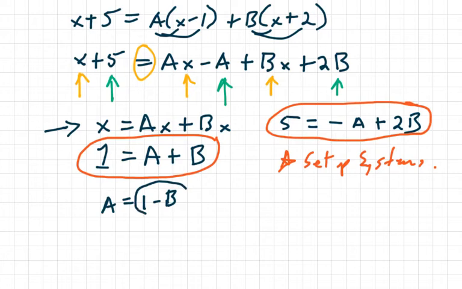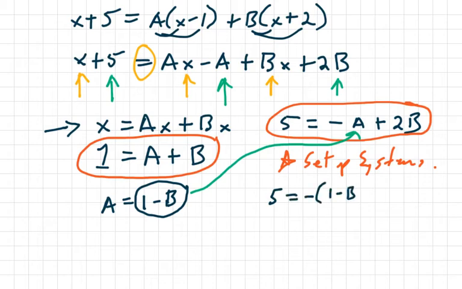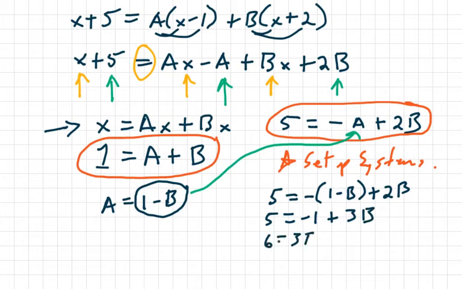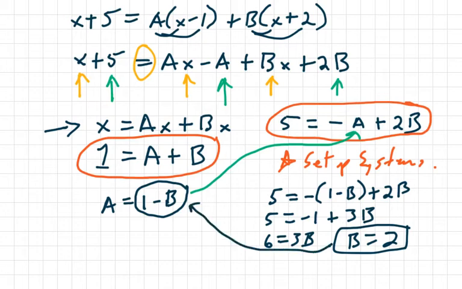So I'm going to take this expression and I'm going to substitute it way over here into a in this one. So 5 equals negative 1 minus b plus 2b. And I simplify all that out. I get 5 equals negative 1 plus b plus 2b is plus 3b. Add the 1 over, I get 6 equals 3b. So b equals 2. So now if b equals 2, which is wonderful, I can substitute that back into an original, but in this case I'm just going to put it right there because I trust us. We get a equals 1 minus 2 is negative 1. So there's what we find for a and b.